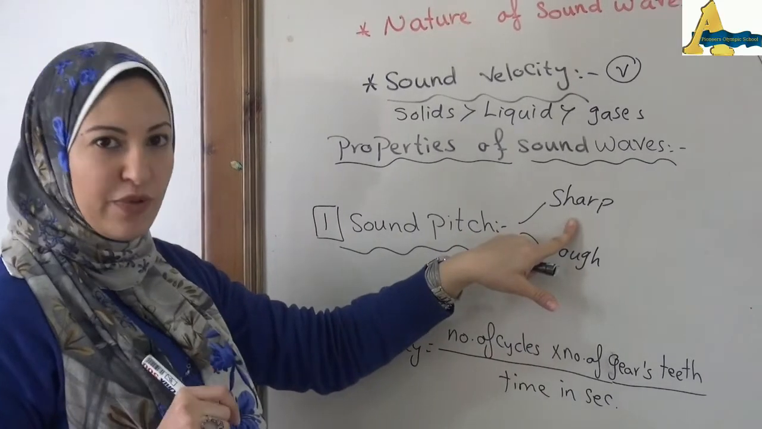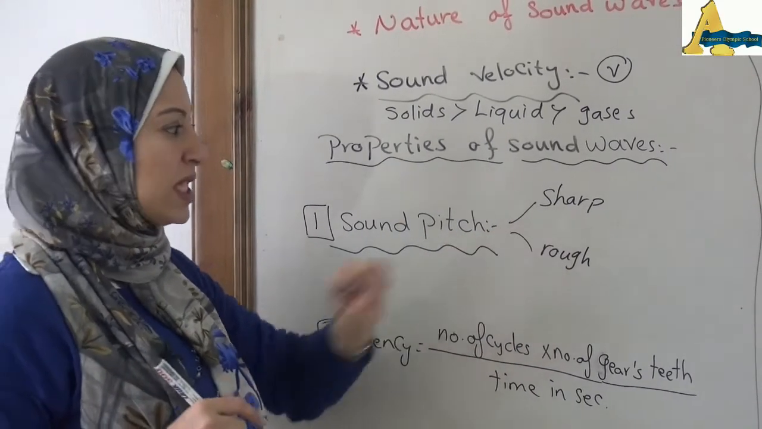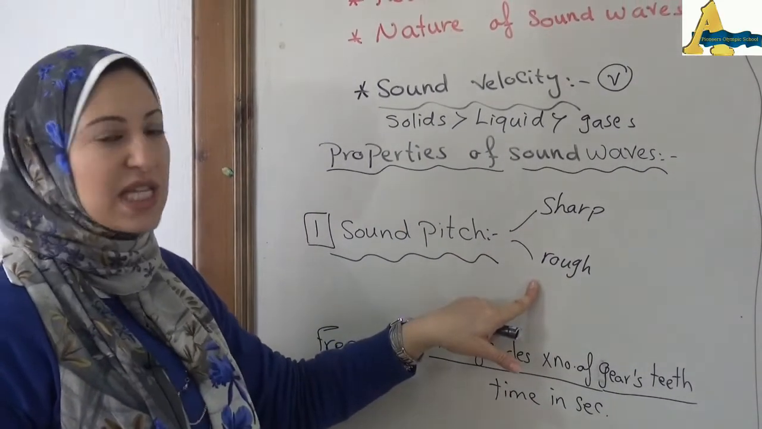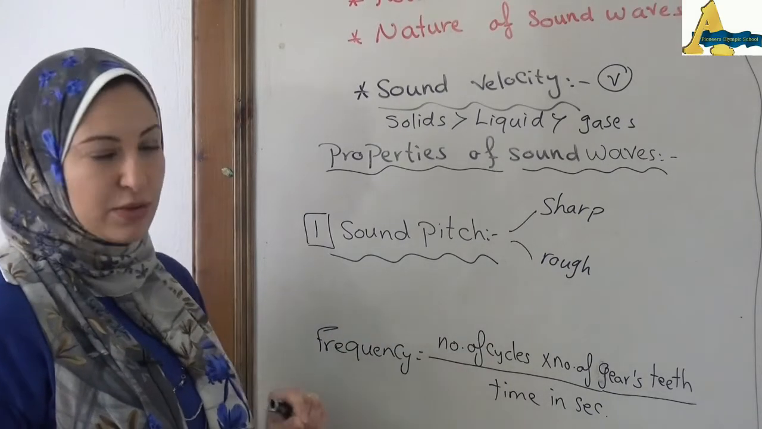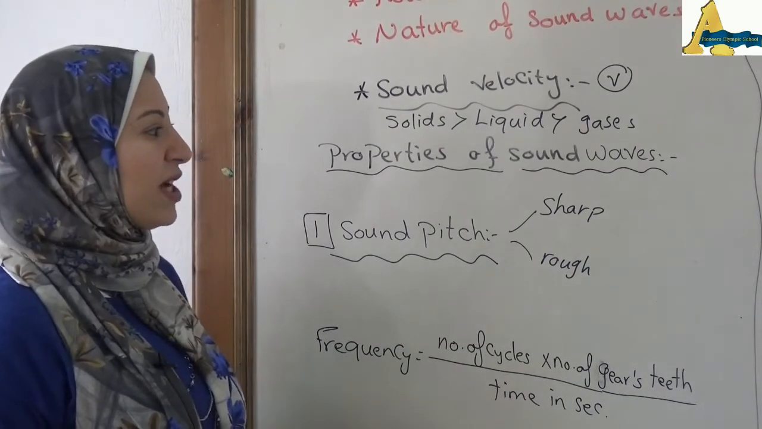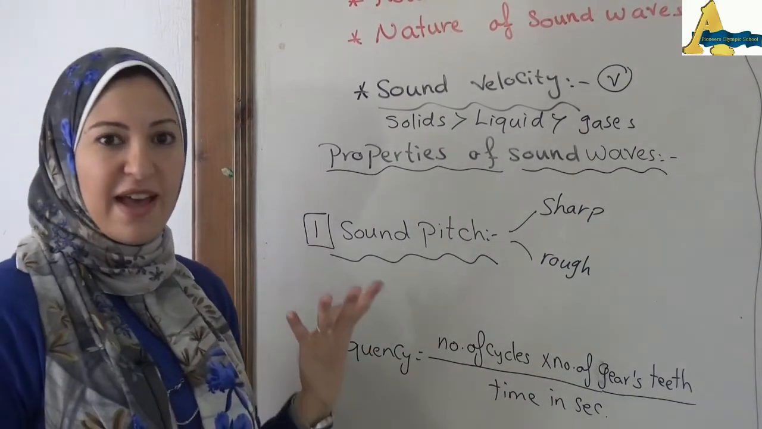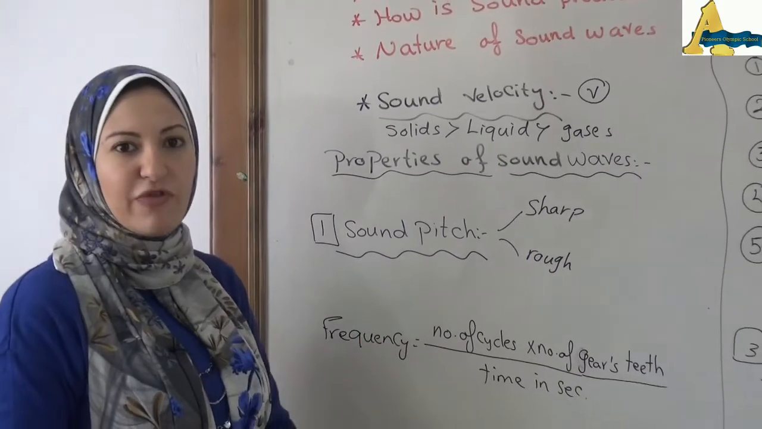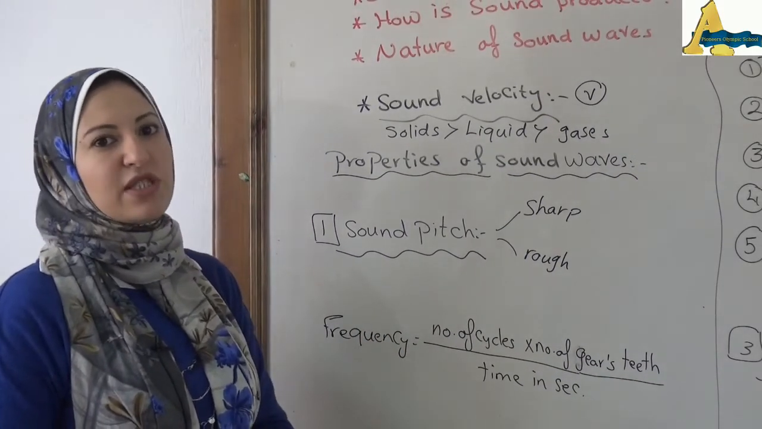A sharp sound has a high pitch, or high frequency. A rough sound has low frequency, and it can be called a low-pitched sound. According to this, if I'd like to determine whether it has high frequency or low frequency, we said that we have a tool called Savart's wheel.